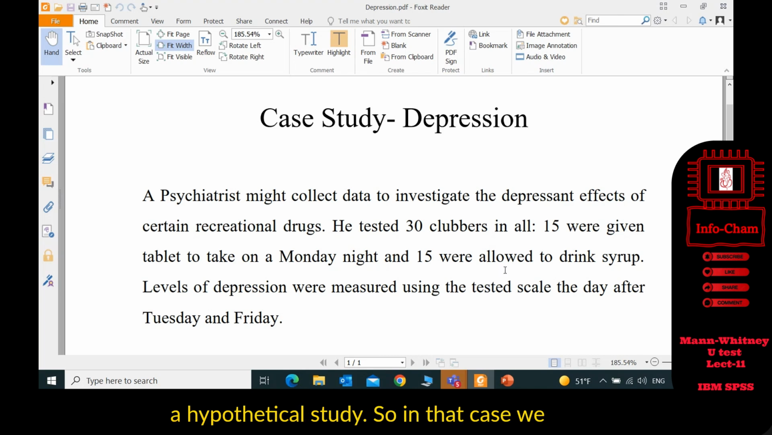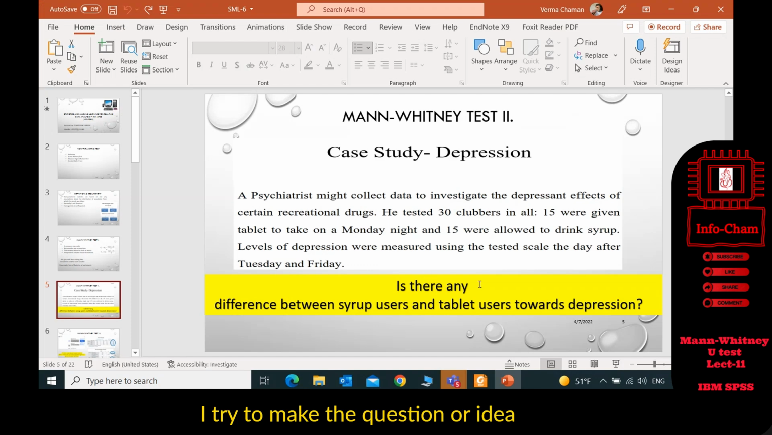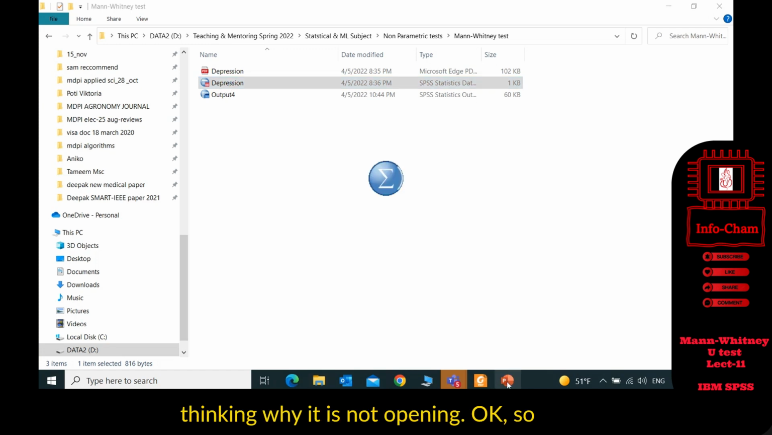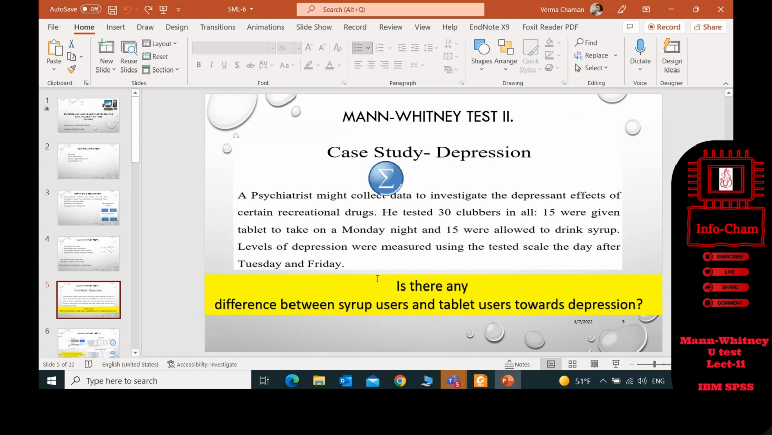So in that case, we can easily see what the difference is, right? So I try to make the question or idea that, okay, I was wondering why it is not opening. Okay, so is there any difference between syrup users and tablet users based on depression, right? So we have to understand the data.